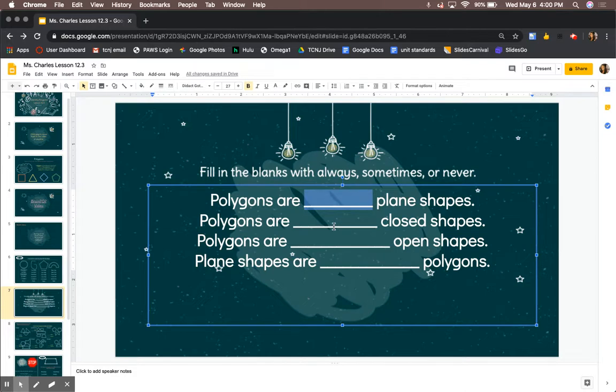Polygons are blank closed shapes. Polygons are blank open shapes. And plane shapes are blank polygons. So for each of these, you're able to just click this line, and then once you type, the line will go away. So to just do that, you would just click and then double click to get the line.